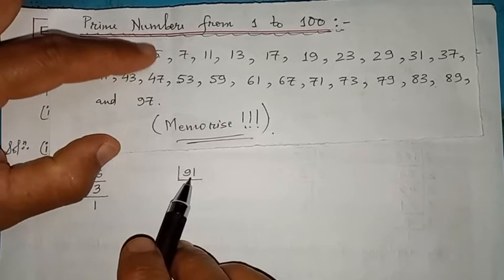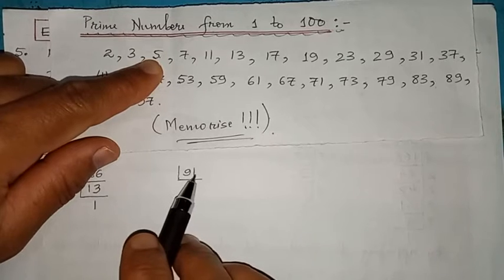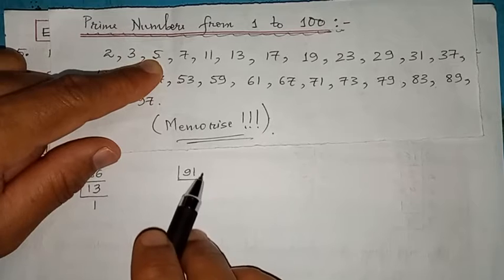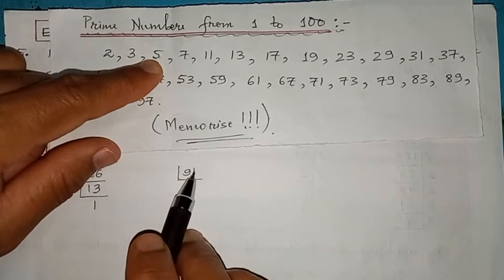Then we move on to 5. The next prime number is 5. But you know, I already explained that for any positive integer to be divisible by 5, the unit digit should be 0 or 5.